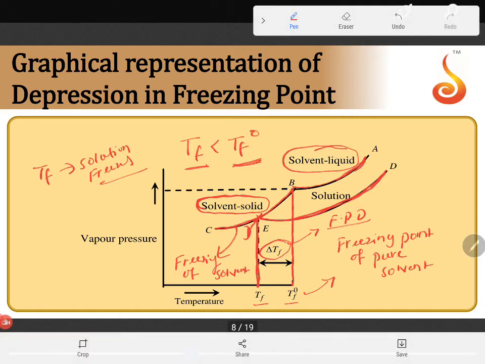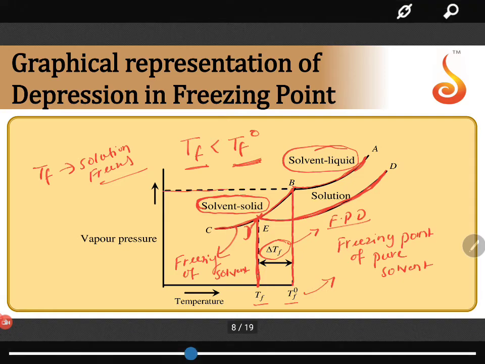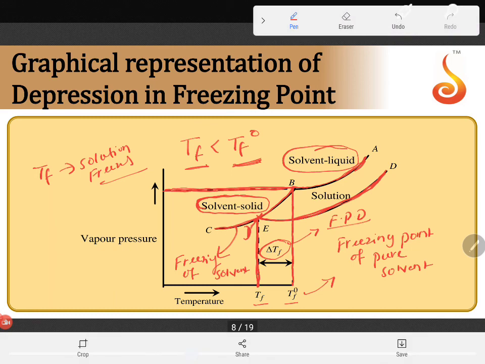So when you see the solution curve meets the solvent curve, this is the point at which the solution and the solvent have equal vapor pressure. So this is known as freezing point depression.